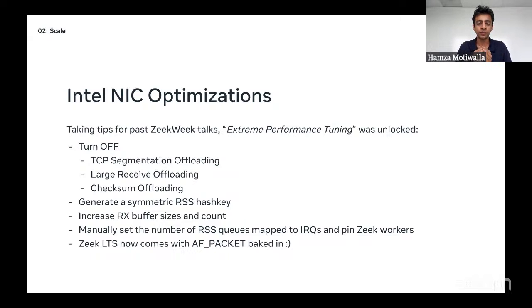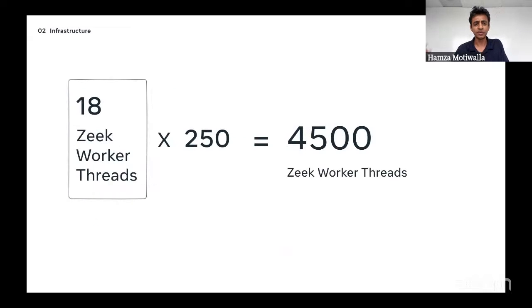And the one thing which I love is now Zeek LTS comes with AF_PACKET built in. This was not the case, I want to say, a year or 2 years ago. I remember going through it and installing AF_PACKET manually and doing a lot of stuff manually. But now I love that Zeek is maturing, and these features are fantastic. But yeah, I mentioned we have 18 Zeek worker threads, and across 250 sensors, which gives us 4,500 Zeek workers at any given time.